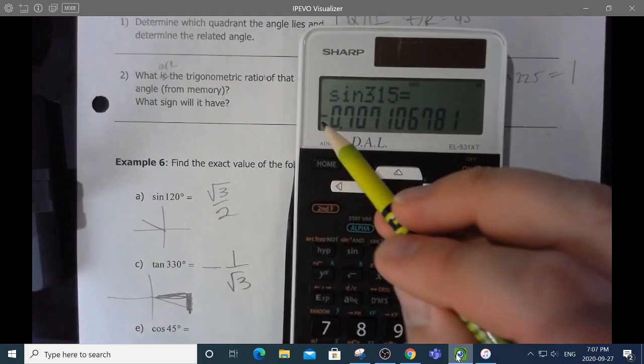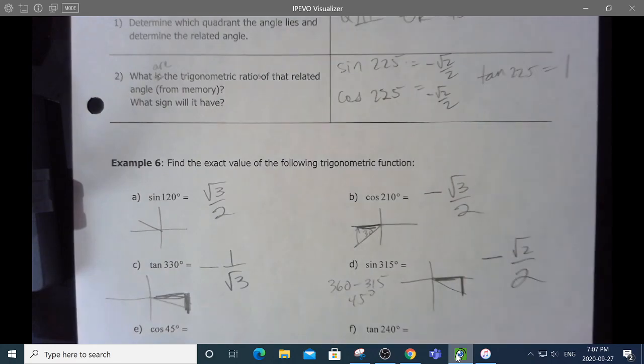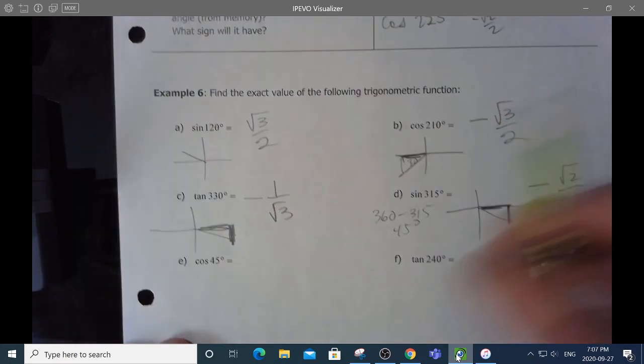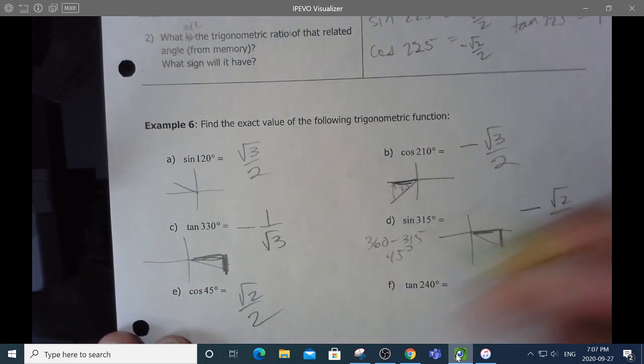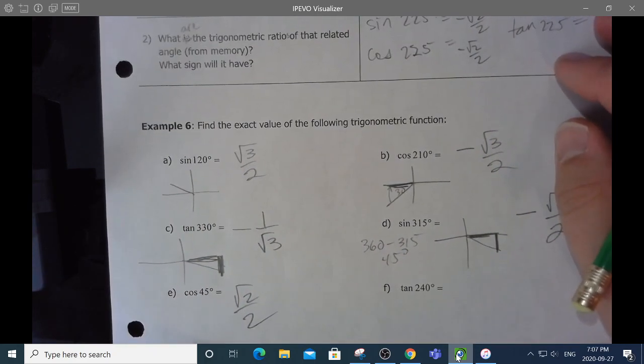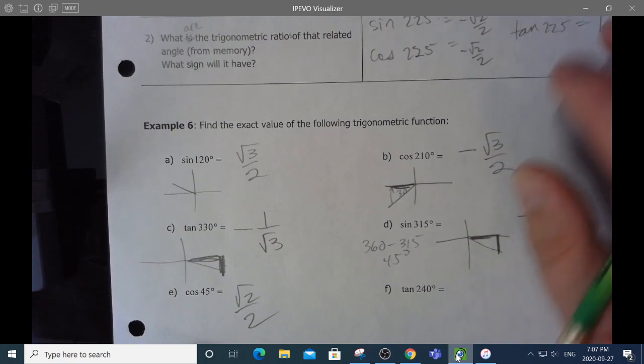And yep, there's a negative on that. Okay. Next, the cosine of 45. Well, that one's actually where we think it is, so that one's easy. That's just root 2 over 2. That's right. When you're in quadrant 1, you are your own reference angle.